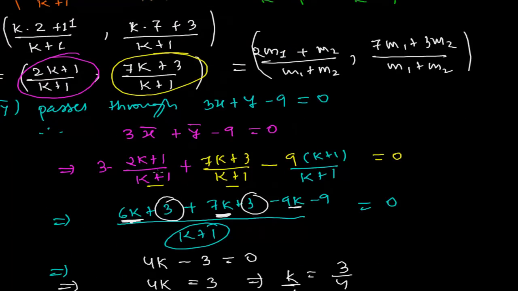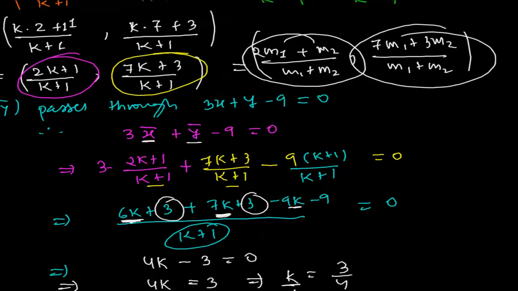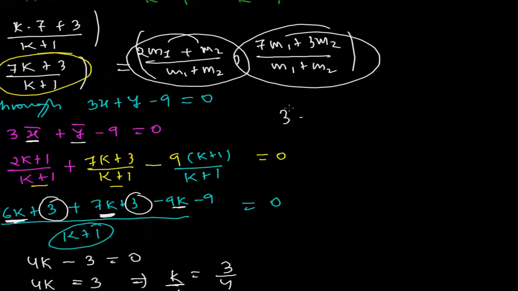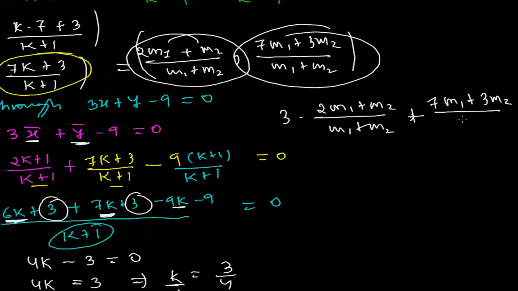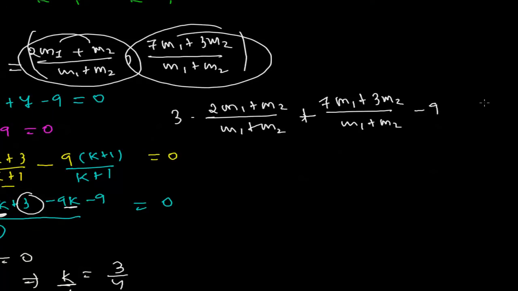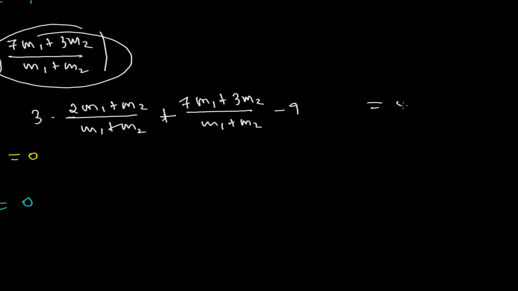Now, again, in the place of x bar and y bar, you're going to put this value and this value. So what you'll get here: 3 times (2m1 plus m2) divided by (m1 plus m2), and then plus y, so y is (7m1 plus 3m2) divided by (m1 plus m2), minus 9 we have, so minus 9 equals 0. Since everybody had m1 plus m2, I'm multiplying by (m1 plus m2) divided by (m1 plus m2) just for the ease of calculation.